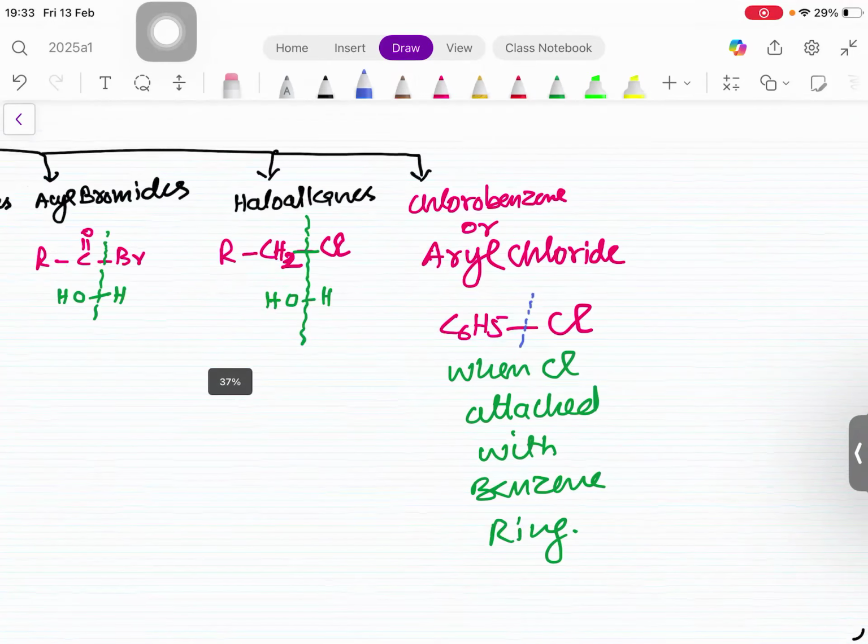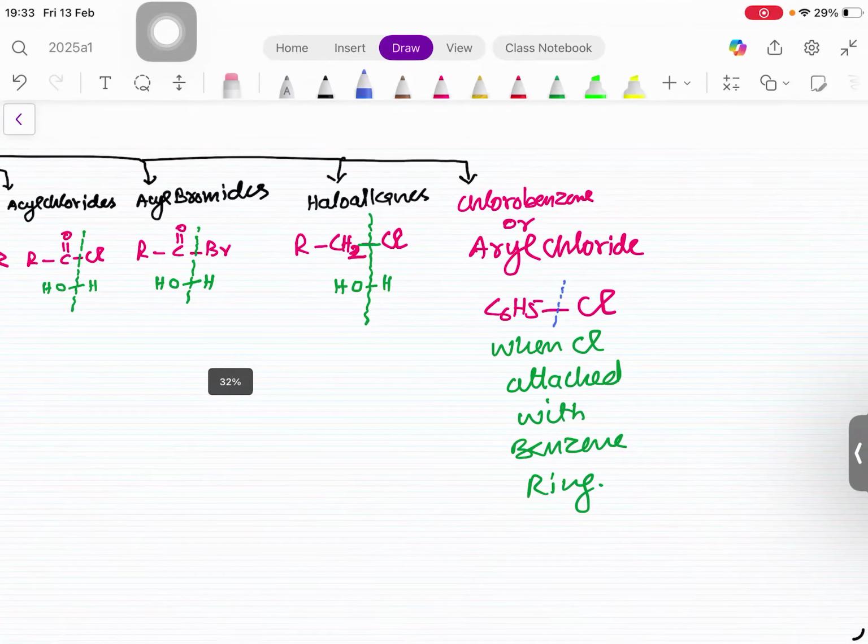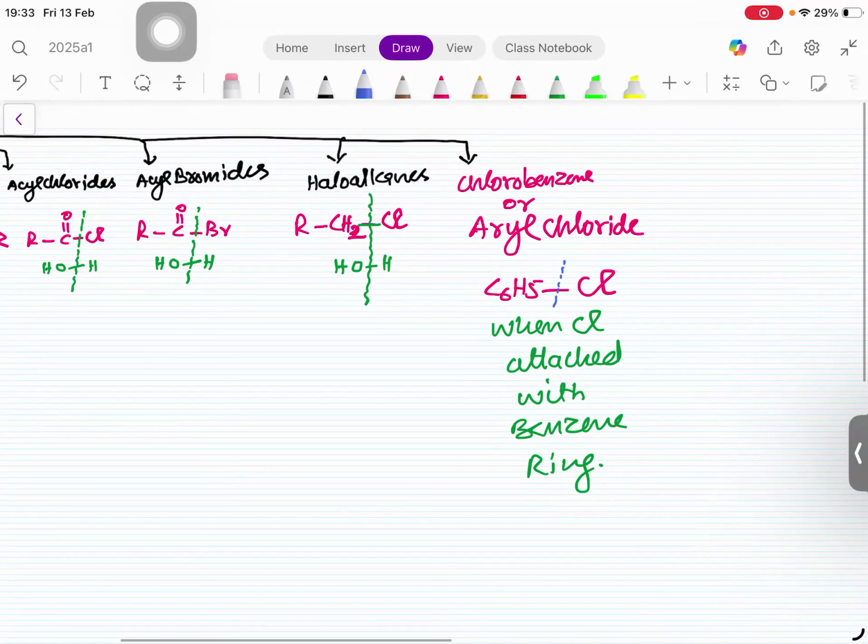Now, one thing you need to understand is which bond breaks during hydrolysis. 90% of organic reactions are based on hydrolysis. So you can expect in your exams, in the organic chemistry questions they give you, one of the reactions will be based on hydrolysis out of all these.